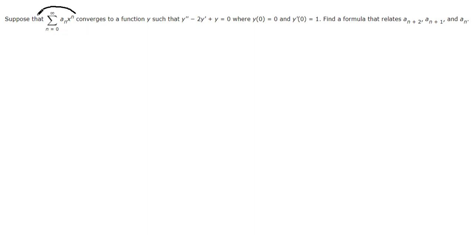We're told that this series converges to a function y such that it solves this differential equation. And then they give us some initial value information.